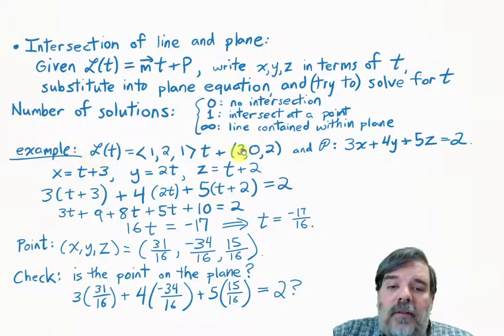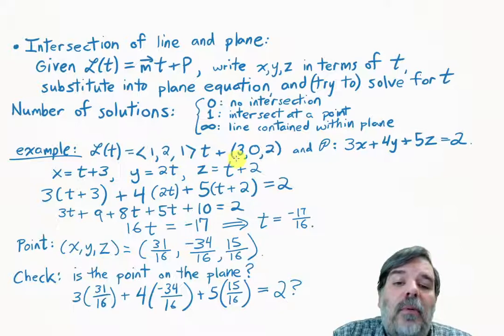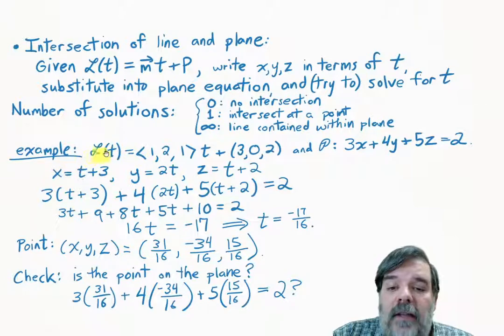So here's an equation of a line. Slope vector 1, 2, 1 times t plus base point 3, 0, 2. And here's an equation of your plane, 3x plus 4y plus 5z equals 2. Same plane as before. So separate out the equation of the line into the x, y, and z components. x is 1t plus 3, y is 2t plus 0, and z is 1t plus 2.